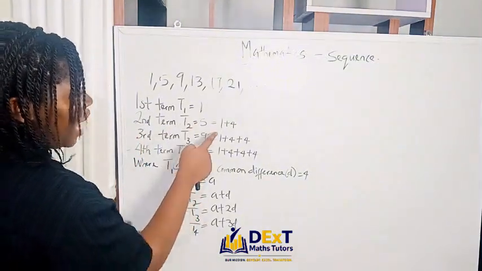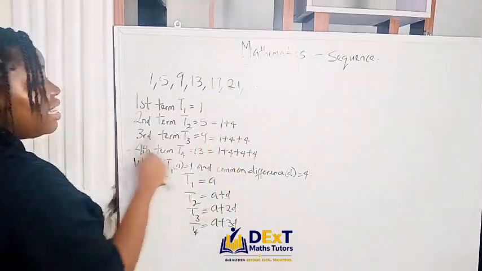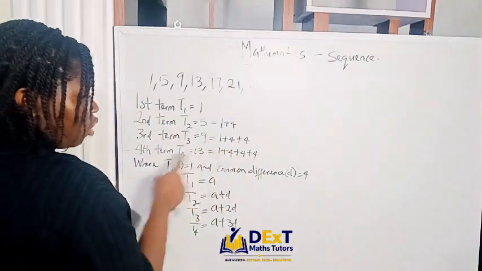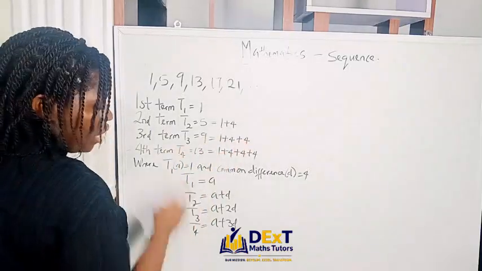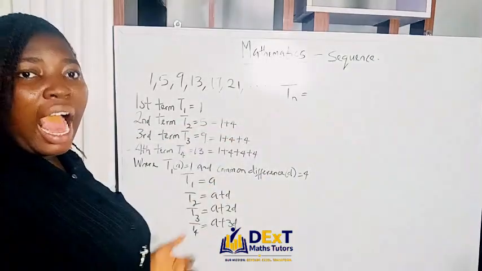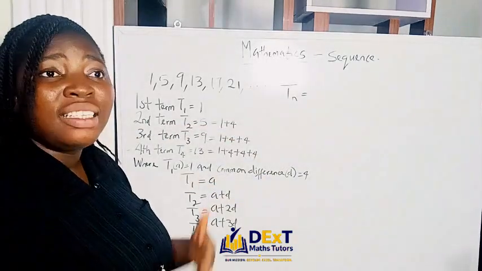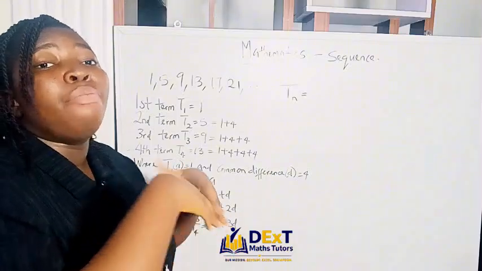Then the T2, what do we have? A plus common difference D. A plus D. Our T3, what do we have? We have A plus D plus D. When you add the two D's together, you have A plus 2D. If we try to get Tn, and like I said, nth term, that's the meaning of Tn. Nth term basically means that we can input any number.